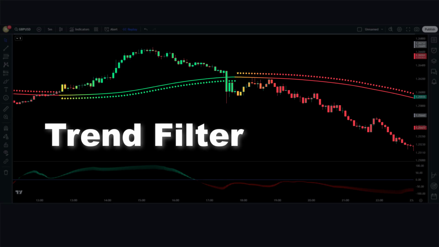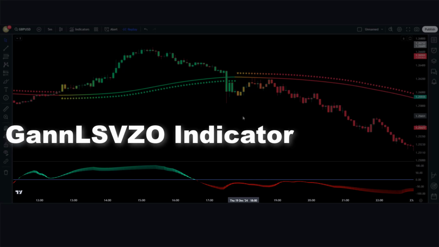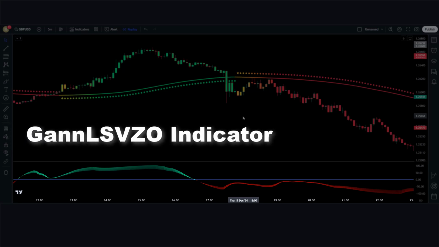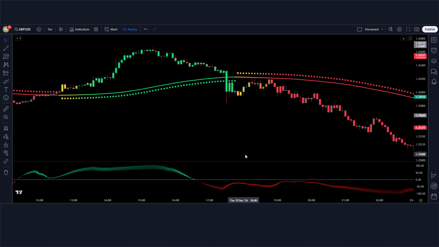The buy-sell signal indicator that we see in the chart is called trend filter. And the bottom indicator that we can see in the chart is called GAN-LSVZO indicator. Now let's understand the concept where we will take buy and sell trades based on their conditions.